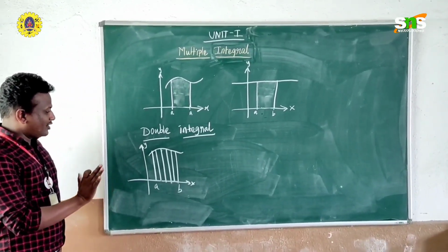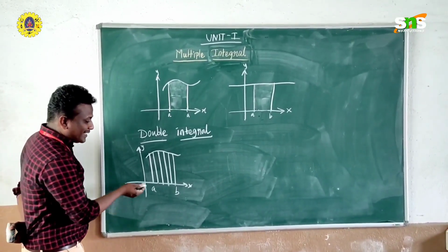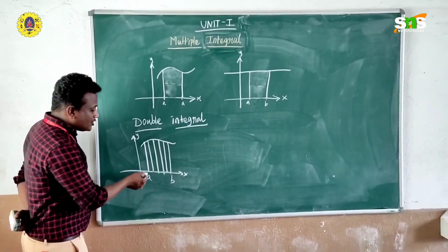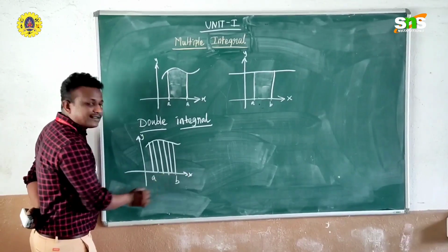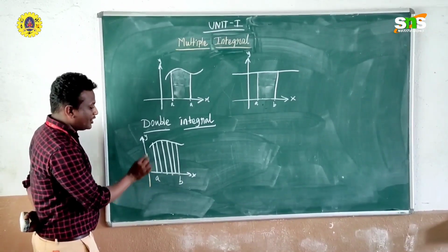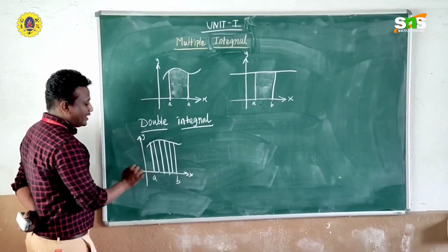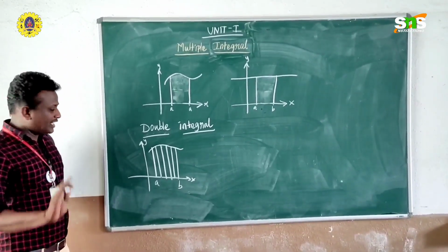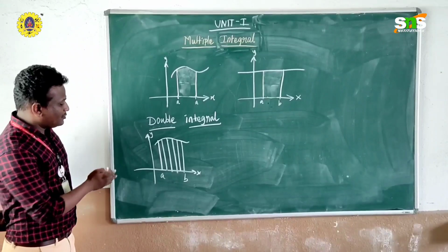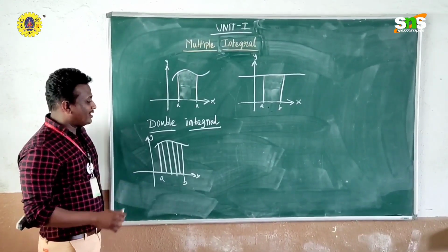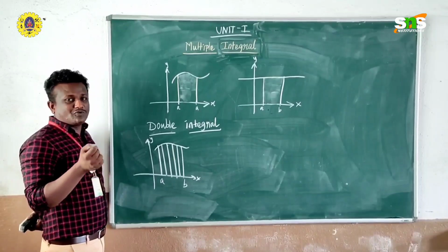In double integral, what we are doing: in single integral we find the area in terms of only the x-axis. In double integral we are going to find the area in terms of the x-axis and the y-axis. Here you may get a doubt, sir, why are we using both directions to find the area? In single integral we had difficulties finding the area.